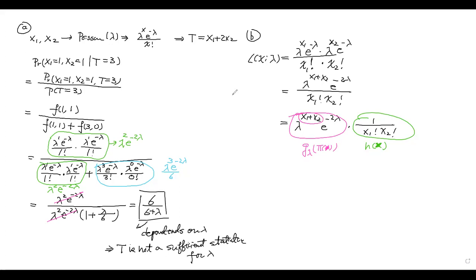So now I know that X1 plus X2 is a sufficient statistic for lambda, based on the definition of sufficient statistic. This is what we talk about as the factorization theorem.